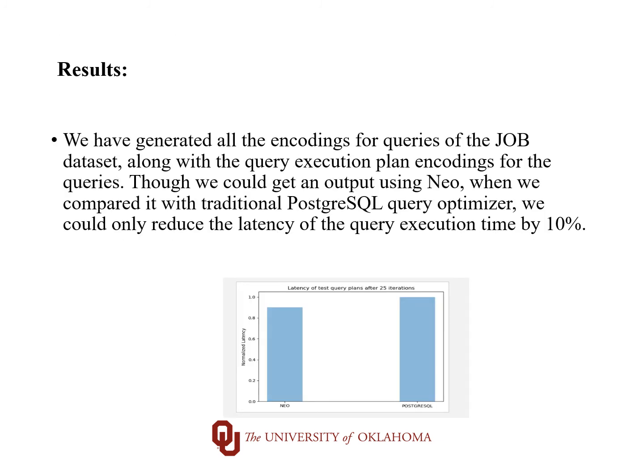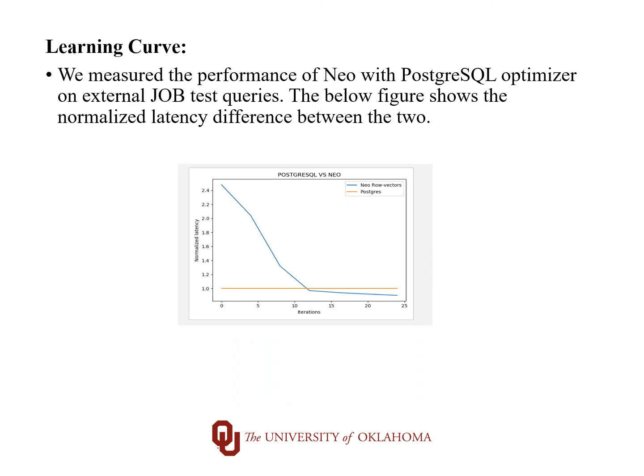So now let's talk about the results. We have generated all the encodings of queries of the JOB dataset along with the query execution plan encodings, and we could get an output with Neo, but when compared with the traditional Postgres query optimizer, we could only reduce the latency time by 10%, and here's the graph. This result shows us the learning curve. This explains that Neo is learning from the past query plans, and the latency of the query execution is getting reduced compared to the traditional Postgres optimizer as the iterations increase. And you can also see it from the graph.